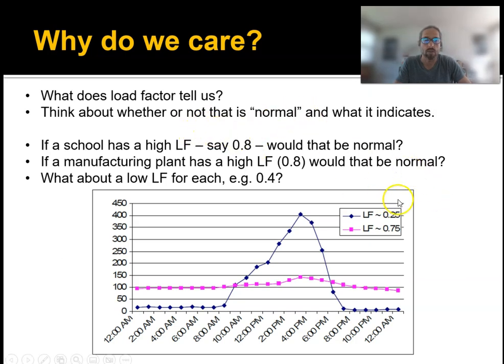And the same with a school. Again, if they're using a lot of energy constantly, there's probably an opportunity for energy savings. Maybe not demand savings, but certainly energy savings. So there's all kinds of implications here. But load factor is just one way to help enhance your understanding of a building's energy use. Okay, and that's it for the load factor lesson.